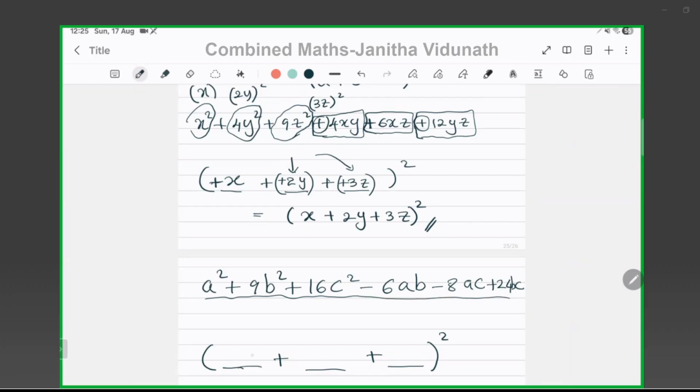Here we get a square, which means the square of a. 9b square means the square of 3b. 16c square means the square of 4c. First, we identify those three terms from the square terms. Then we always use a positive sign for a. Then by going to this term, we can identify this is the multiplication of a and b. Here a is positive, but the final result is negative. So the b term should be a negative term. Then we get a negative sign as this.